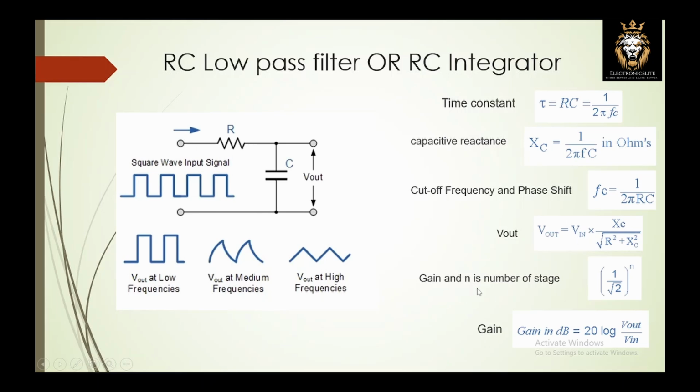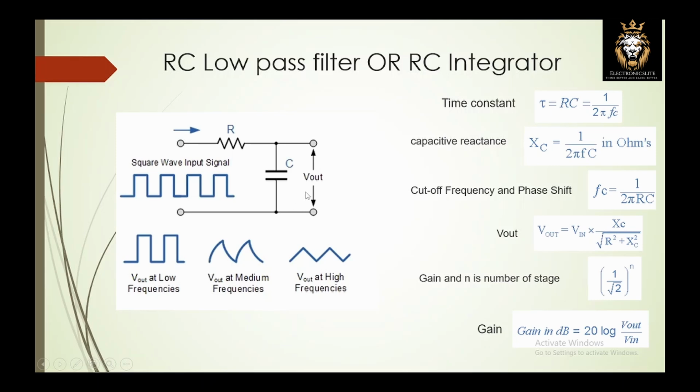So for gain, where n is the number of stages, we use this formula: 1 divided by root 2 to the power of n. This is the gain, n is the number of stages, and also overall gain in dB equals 20 log of Vout by Vin. This is an RC low pass filter. Here the resistor is in series, the capacitor is in parallel.